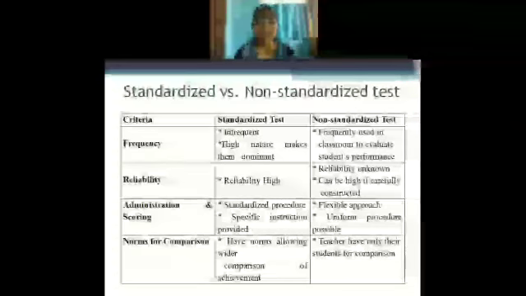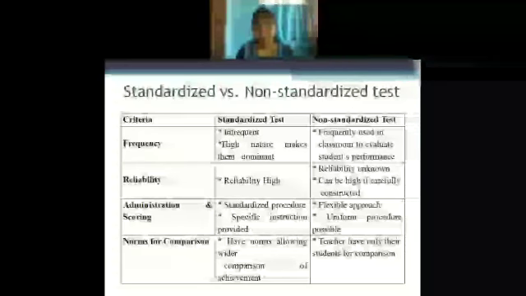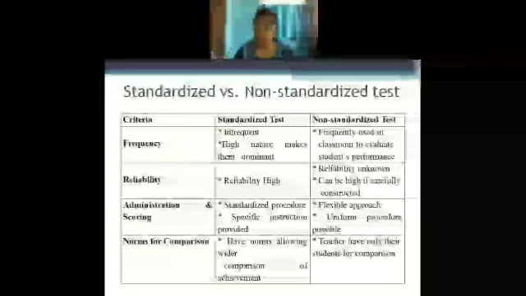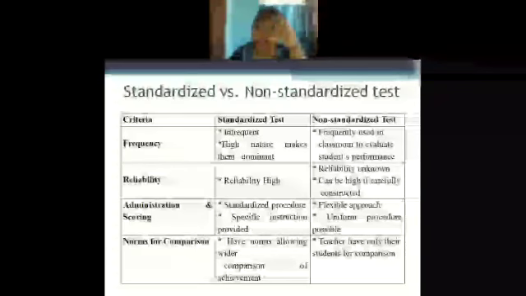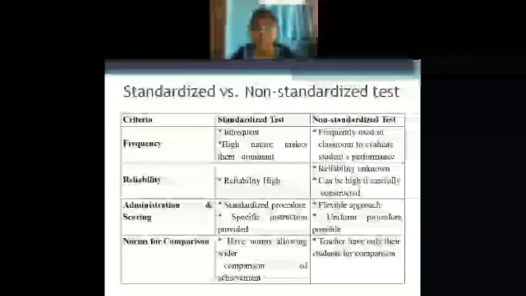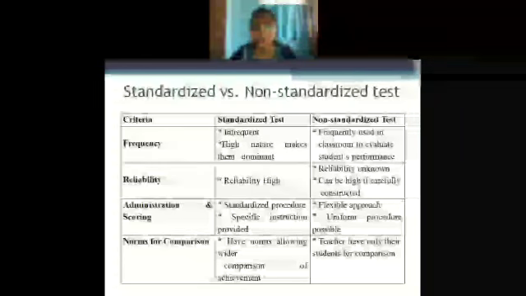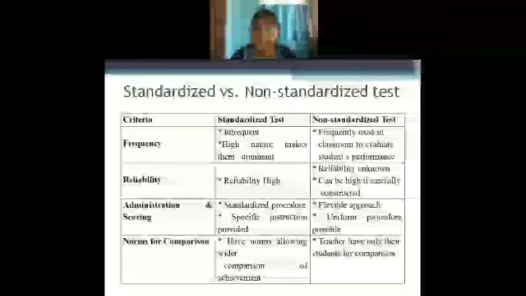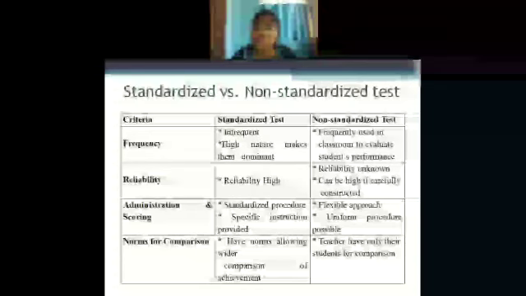Uniform procedure possible means the format or the scoring. For example, we will give two long questions for 15 marks each, that means 30 marks for long questions. In that way the format has been set. If you remember your exam, your BSc, your graduate time, you might remember the construction of the test is the same. So that is uniform for all.